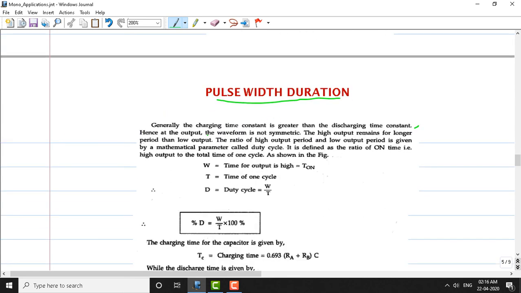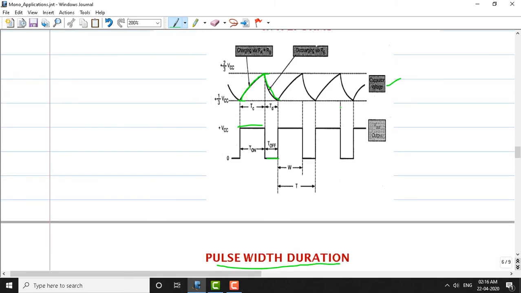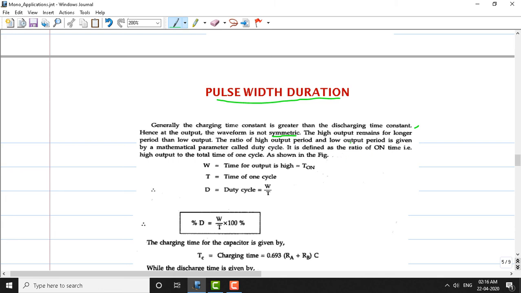So hence the output waveform is not symmetric. We cannot get a symmetrical waveform at the output at pin number 3, because the charging time duration will be larger and the discharging time duration will be small. That's what we can observe here also. So while charging we have a larger pulse width, and while discharging we have a smaller pulse width. This is a rectangular waveform. So the high output remains for a longer period than the low output.